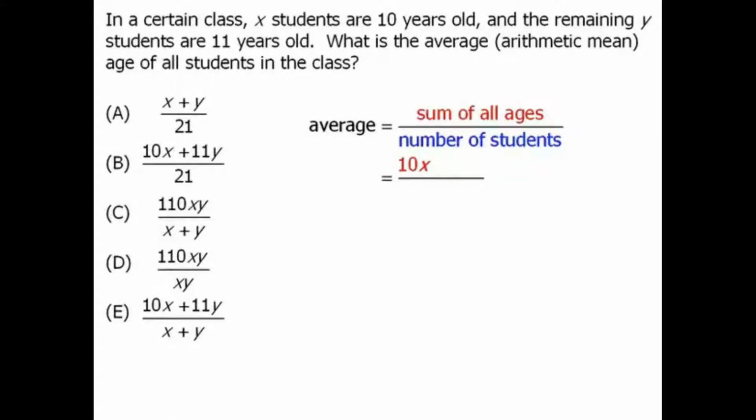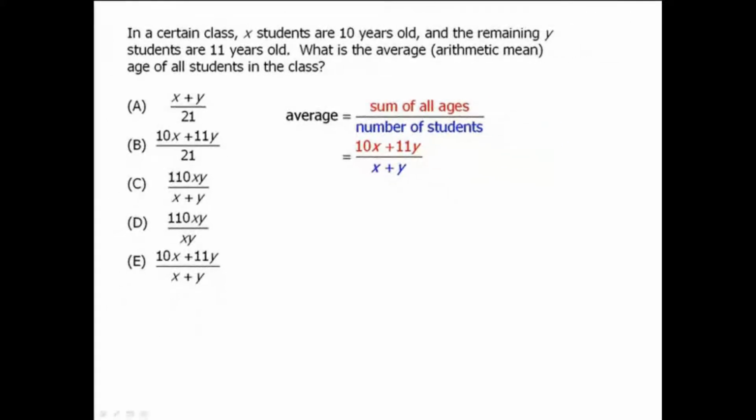Similarly, if we have Y students who are 11 years old, then the sum of the ages of the 11-year-olds will be 11Y. Now, if we have X students who are 10 years old and Y students who are 11 years old, then the total number of students will be X plus Y. So we see our answer is E.